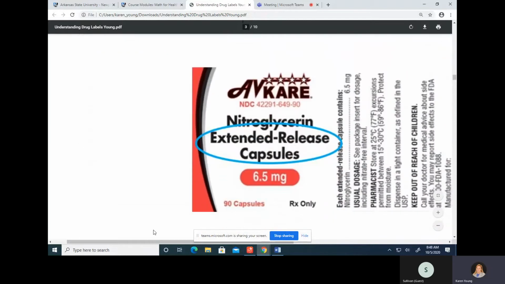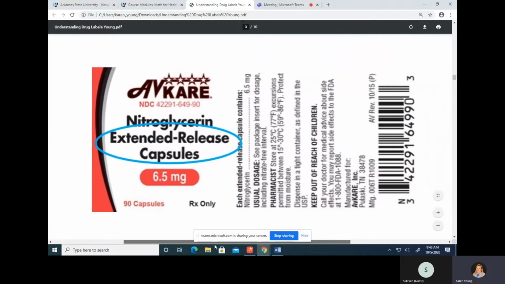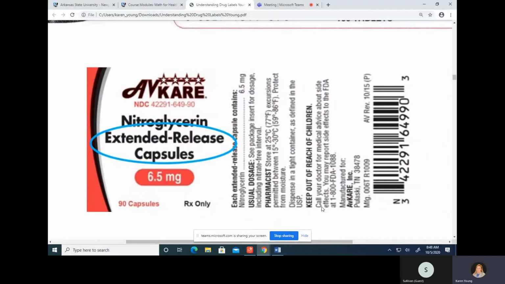All right, now this one was confusing to some people earlier. Does it have a brand name? It doesn't have a brand name. This AvKare, or however you say it, it's the pharmaceutical company. Because if you'll notice, it's here, and it's also down here. It says manufactured for, and then it gives the name of the company, the manufacturer.